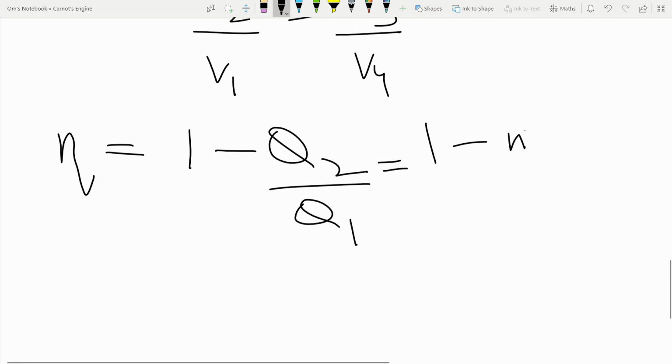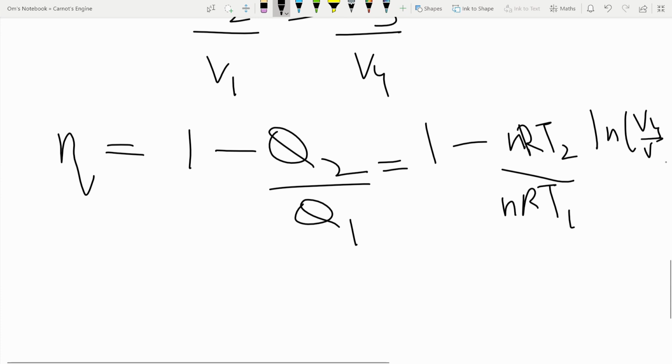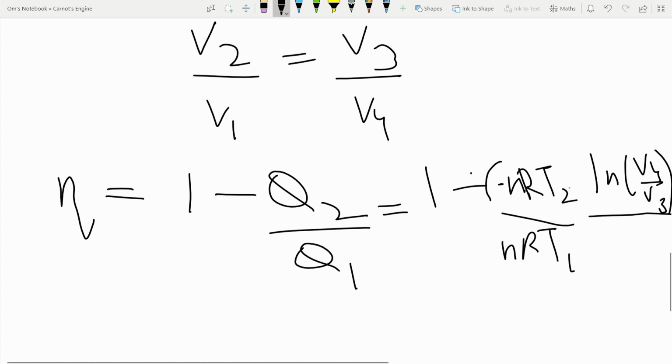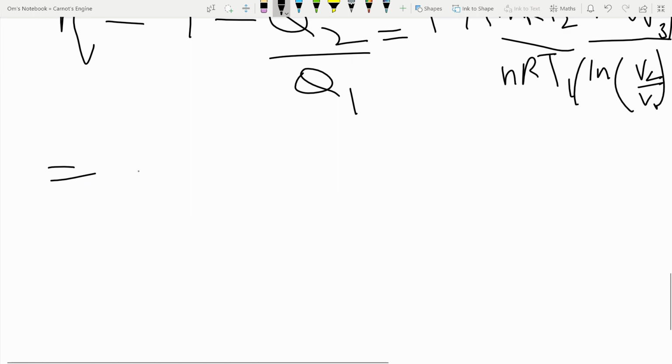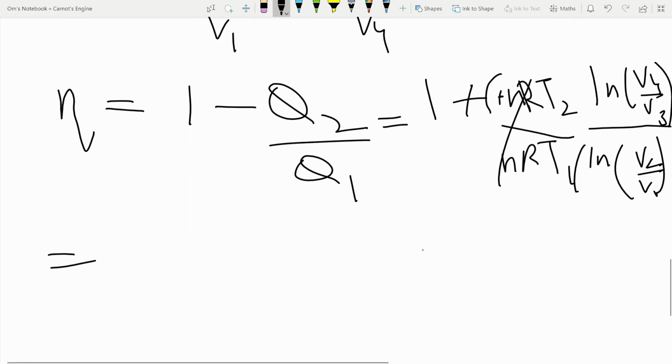So we have nR, this will be T2, right? And so I'm just going to write down over here nR T1 ln of V4 by V3, and I'm going to write a negative here to indicate the fact that heat is being released. Then I can cut this negative and negative and make it positive over there, and I can write this as ln of V2 by V1.